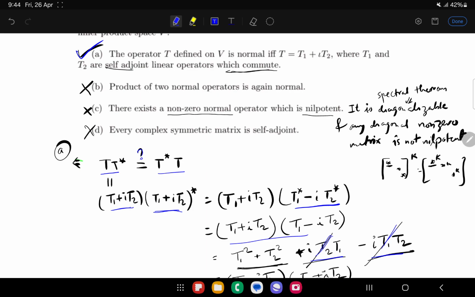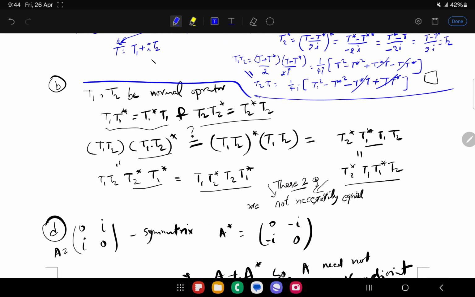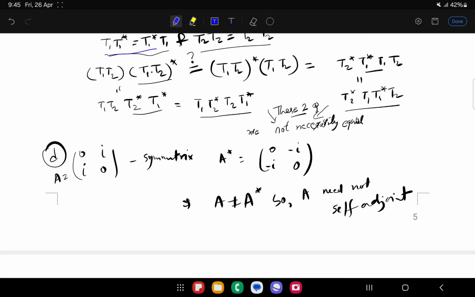What about the product of two normal operators is again normal? No. We can give a counter example, but here is a little explanation that all possible tricks are not working here. So this is not a good proof, but we can give a counter example for this. I'm not doing this again.